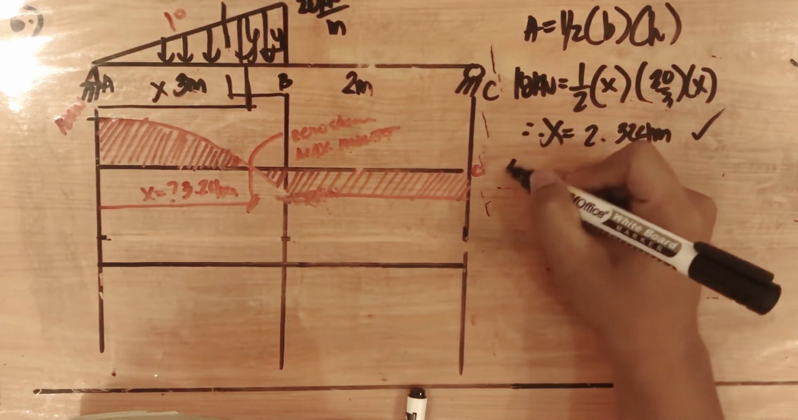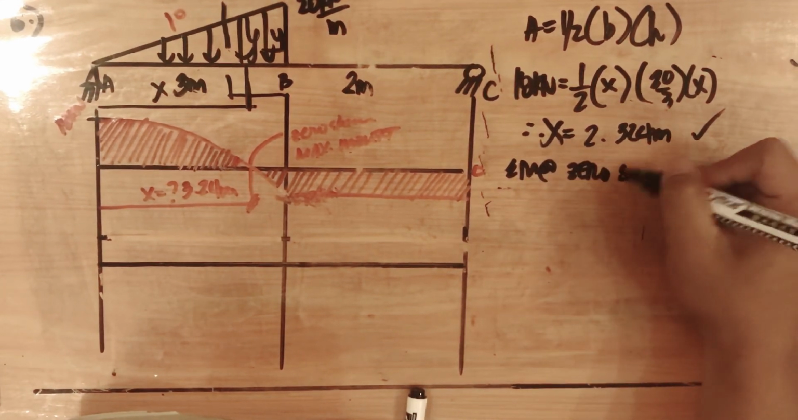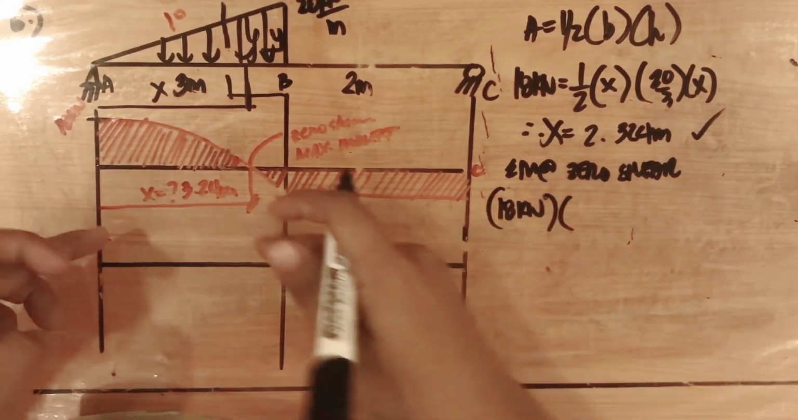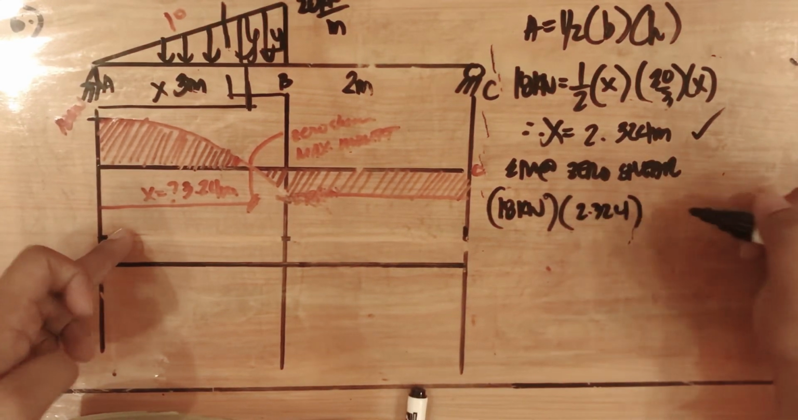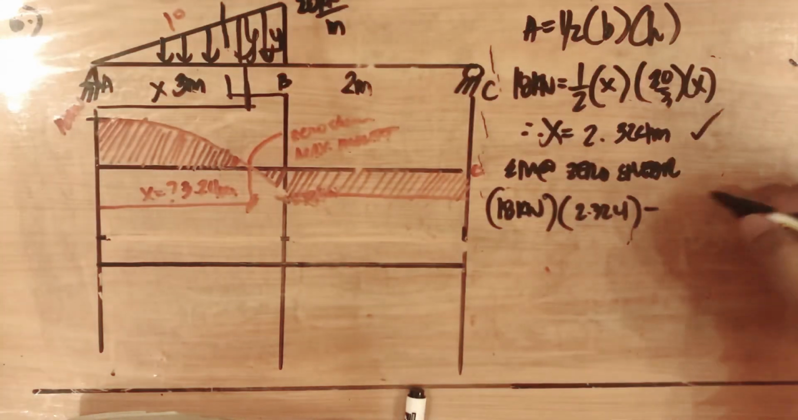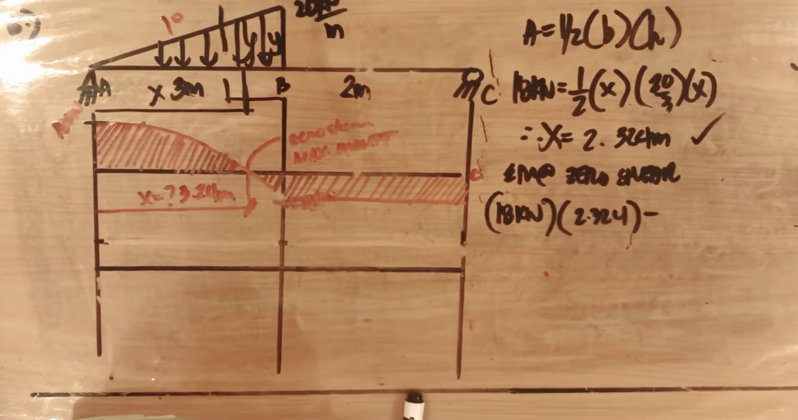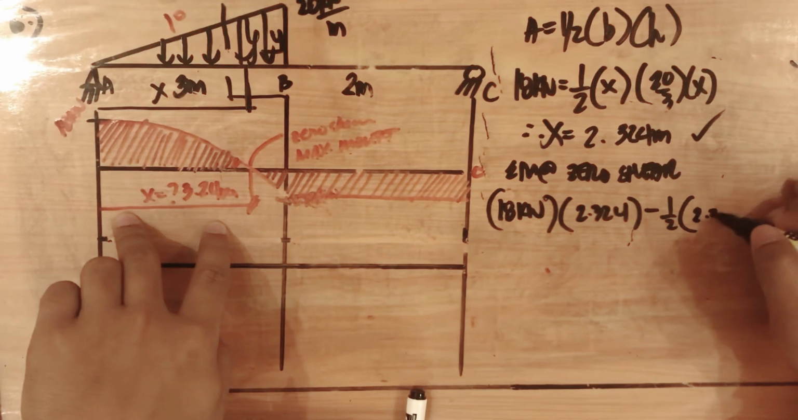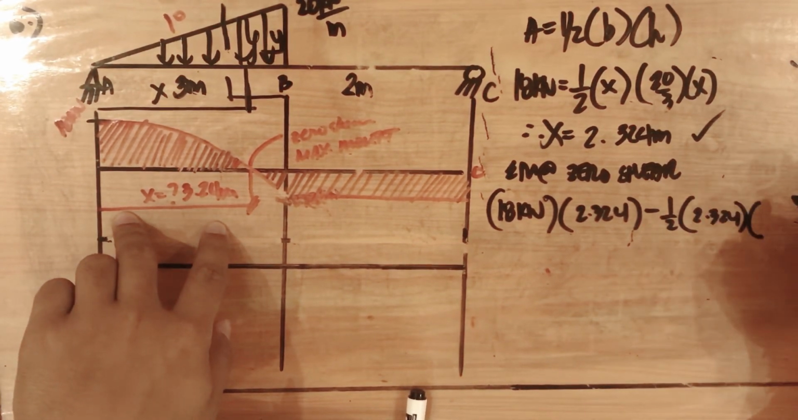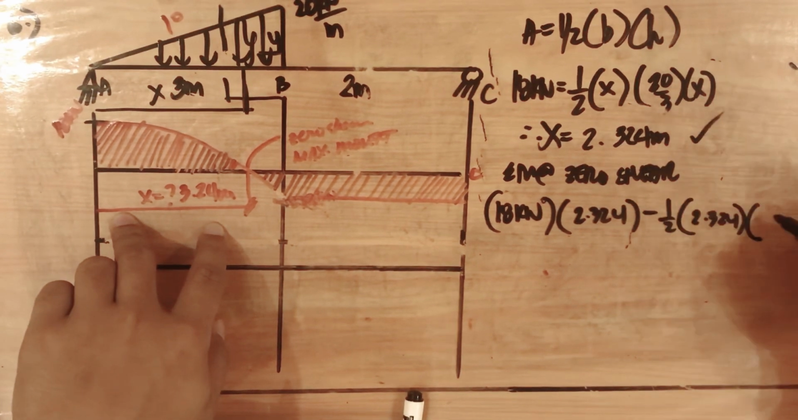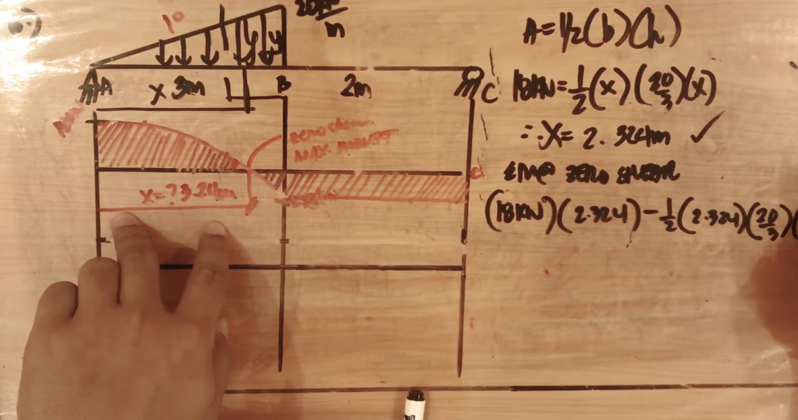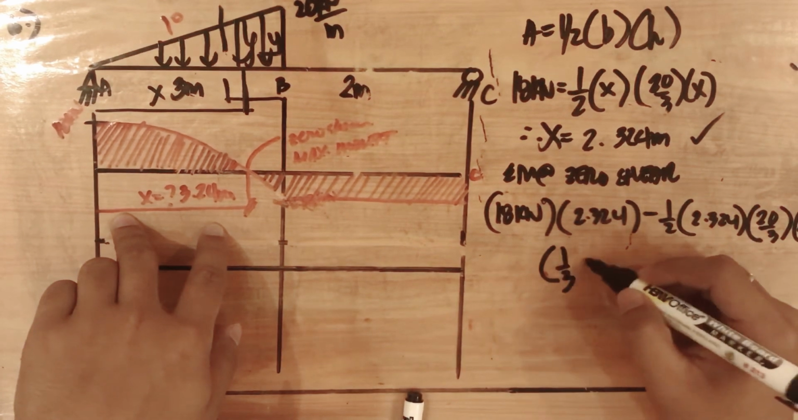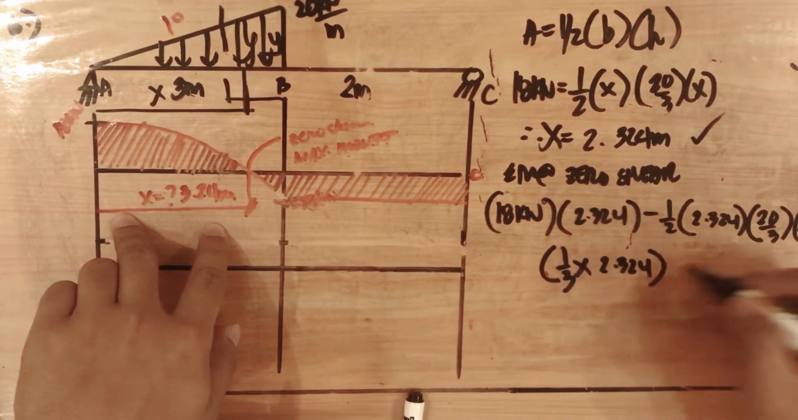So, summation of moment at 0 shear. So, RA is 18 kilonewton times distance natin is 2.324 minus. So, minus itong uniform varying load. So, ilan ba yung ano natin dyan? Yung load natin dyan. So, 1/2 times base. Ano yung base natin dyan kanina? So, yung x, 2.324 times yung y natin is equivalent to, saan ba yung y natin? 20 over 3 times x. 2.324 times. So, centroid. So, papuntang right. So, 1/3 of 2.324.